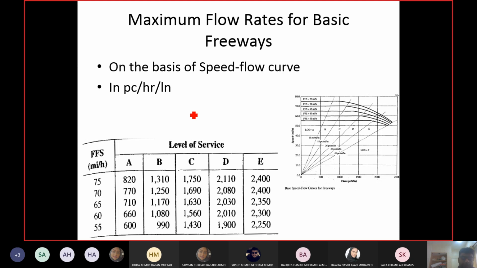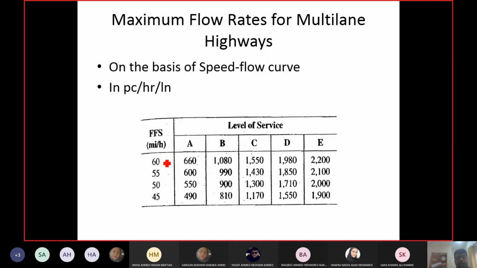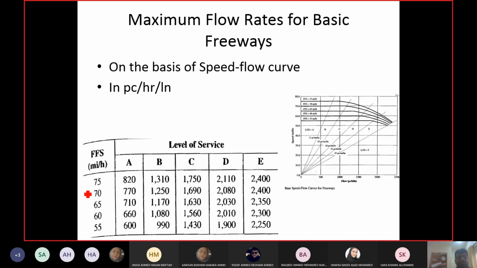So if the actual flow rate on the highway is 1000 passenger cars per hour per lane, and your free flow speed is 75, and it's a freeway, you come to this table. This table is for freeway, and this table is for multilane highway. 75 is here. If your flow is 1000, that means you have already crossed the maximum limit of level of service A. Did you cross the maximum limit of level of service B? No. So my level of service is B. It cannot be A because I have crossed the limit.